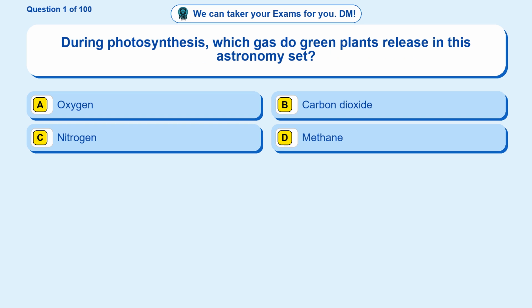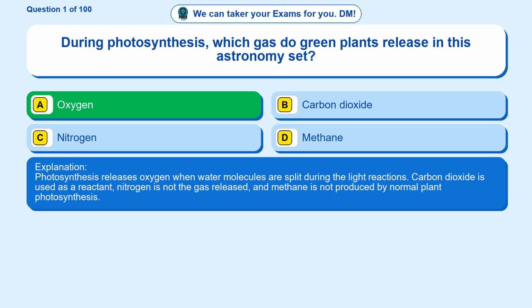Question 1. During photosynthesis, which gas do green plants release in this astronomy set? Option A, oxygen. Option B, carbon dioxide. Option C, nitrogen. Option D, methane. The correct answer is option A. Oxygen.